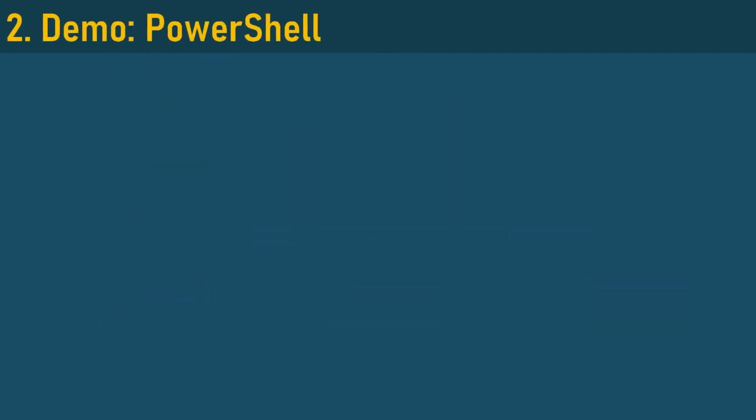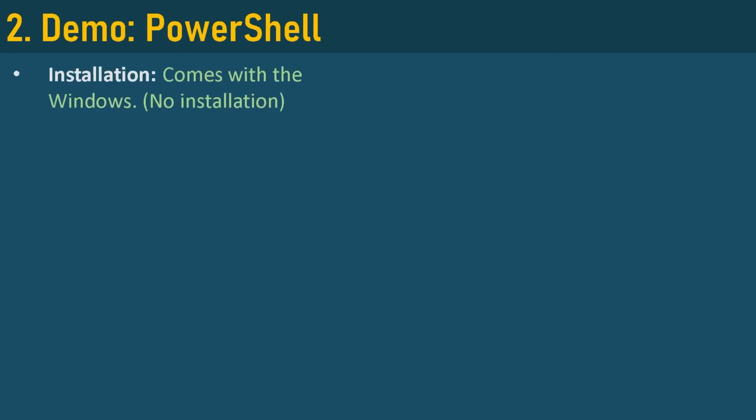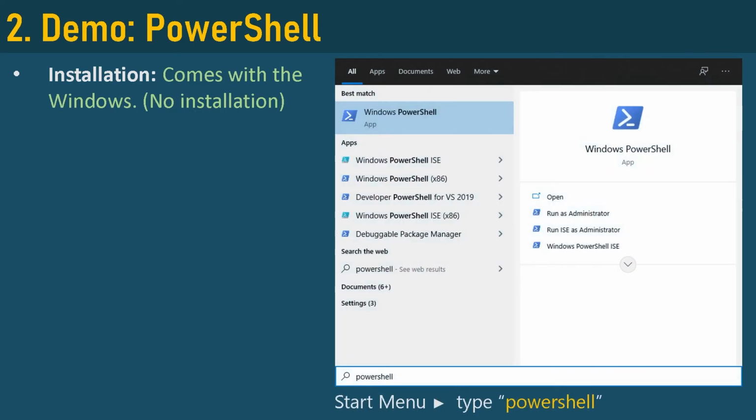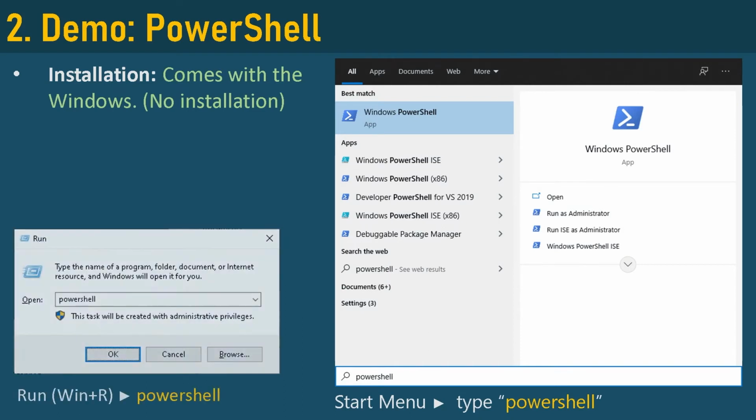Let's take a look at using PowerShell in Windows 10. Since PowerShell comes with Microsoft Windows, no installation is required. We can start PowerShell by clicking on the Start menu and typing PowerShell. The alternative way is to use the key combination of Windows and R to open the Run dialog, and then type PowerShell and click OK or press Enter.